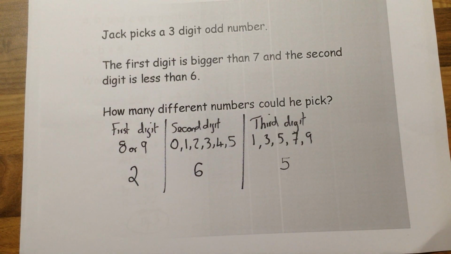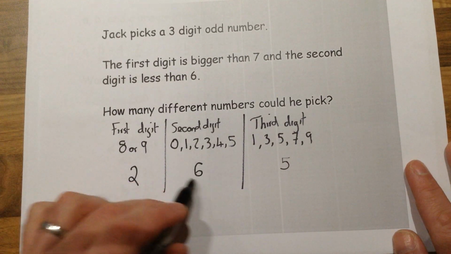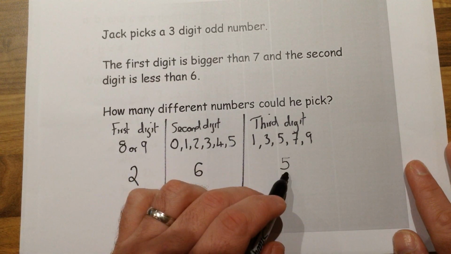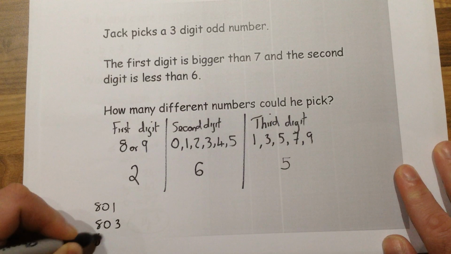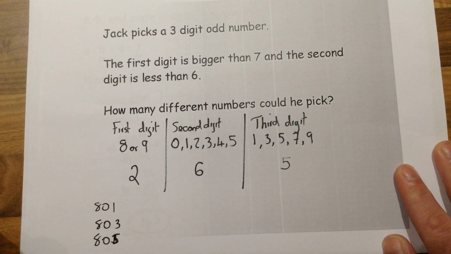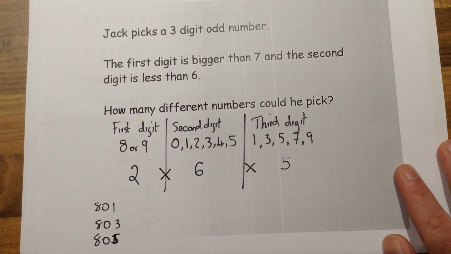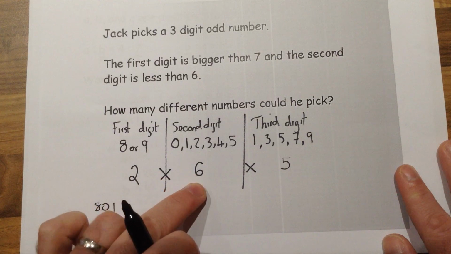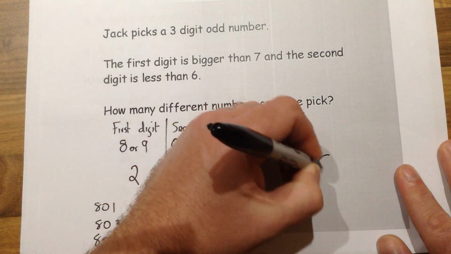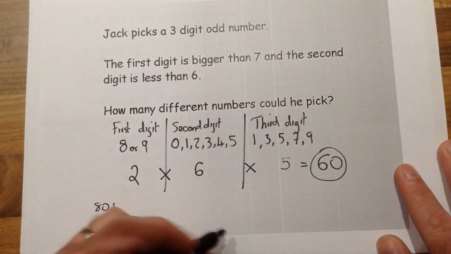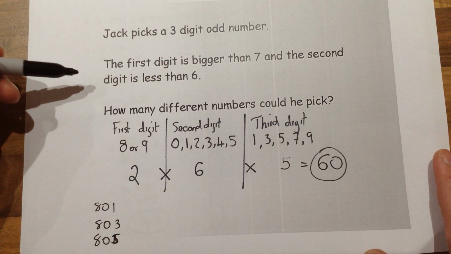Now here's the little trick that you can use. Because I know there are 2 possible values for the first digit, 6 for the second, and 5 for the third, instead of having to list out every possible number, what we can do is simply multiply how many different numbers each one could be. So 2 times 6 gives us 12, times by 5 gives us 60. So that means there are 60 different numbers that he could pick. In other words, 60 different combinations that follow these criteria.